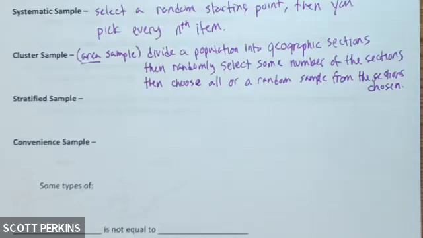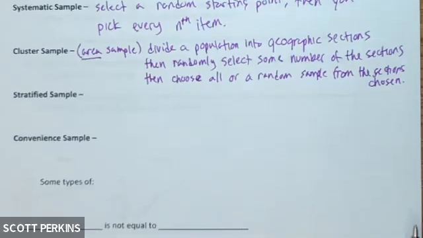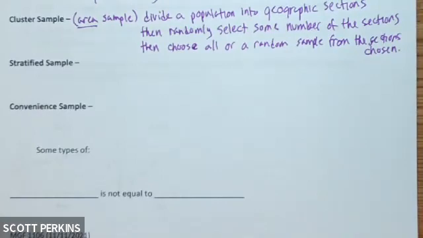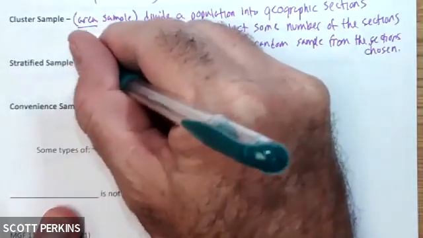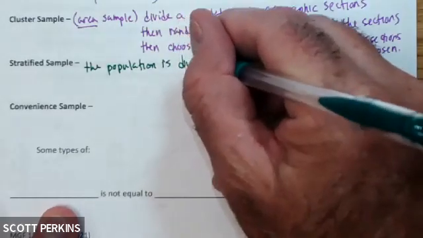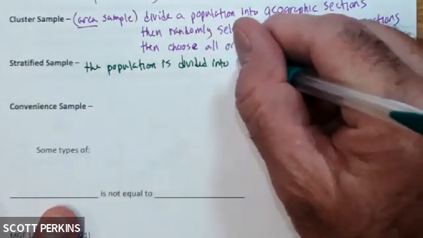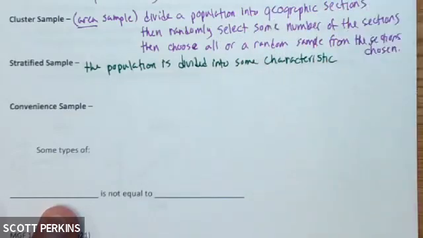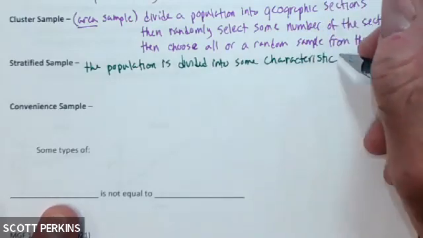Now, what that's different than, but sometimes we get them confused, is what's called a stratified sample. The reason they're easy to confuse is because in a stratified sample, again, we divide up the population. But in a cluster sample, it's always area. In a stratified sample, the population is first divided by some characteristic. And that characteristic that you're dividing the population up into, that's called the strata.